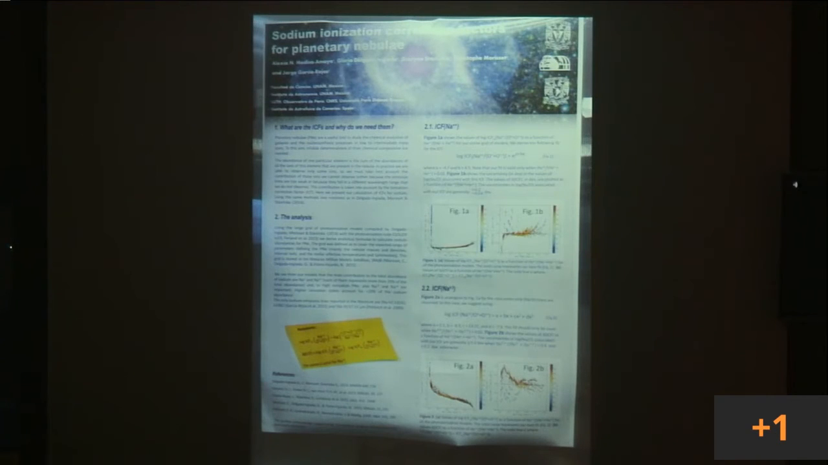The chemical composition of planetary nebulae provides information about galaxies' evolution and nucleosynthesis in low-mass stars. As we cannot see all the ions present in the nebula, we need factors called ionization correction factors. Here I present these factors for sodium in planetary nebulae, which I've calculated using a grid of models computed with Cloudy. So come to see poster number 12 for more information. Thank you.